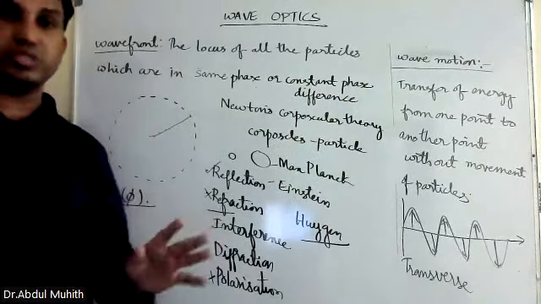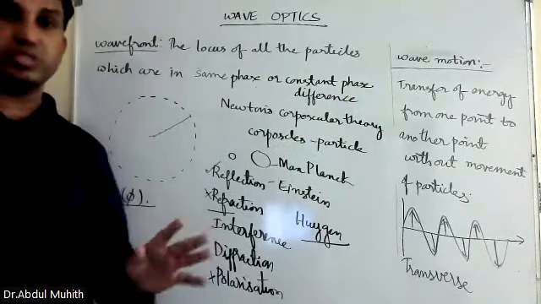There are two waves now. If the phase difference between both of them is 0 degrees, that is in phase. Best example for this is what? I told you, the marching of soldiers in the Republic Day parade. All the soldiers are marching, so they are in phase.